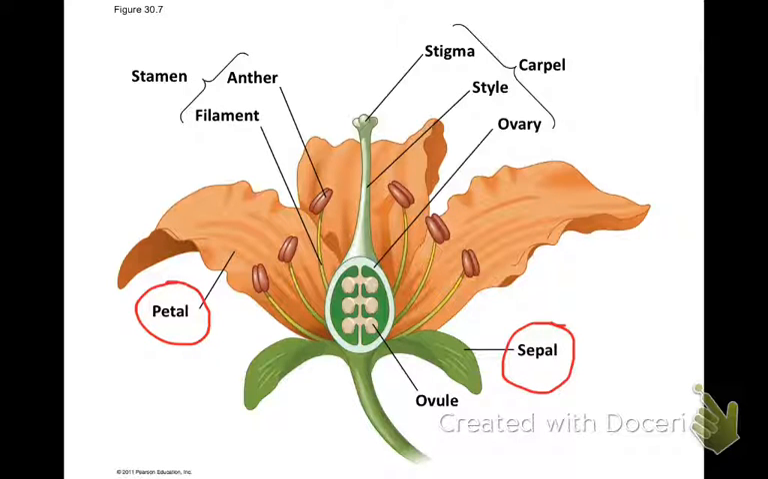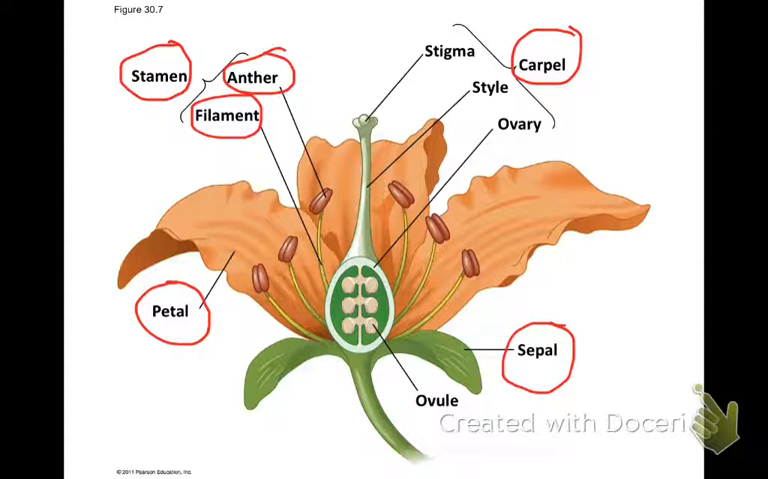And then the inner 2 whorls are the male reproductive structure, which is called the stamen, which consists of the filament, and at the tip you have the anther, which is where the microspores arise by meiosis and the pollen grains develop inside the anther. Then you have the carpel, which consists of 3 different structures. You have the ovary, which contains 1 or more ovules. So each ovule contains a megaspore, which will develop into the female gametophyte.